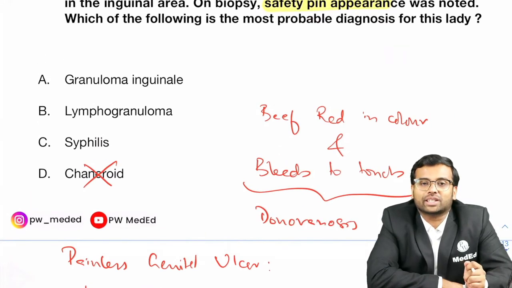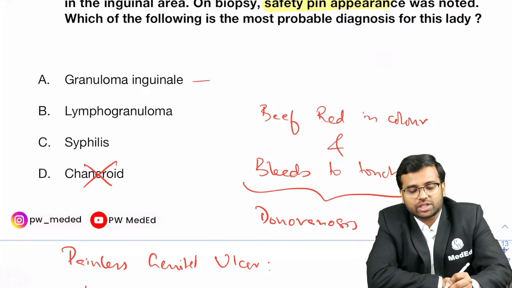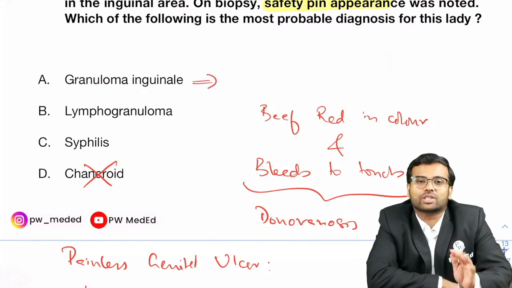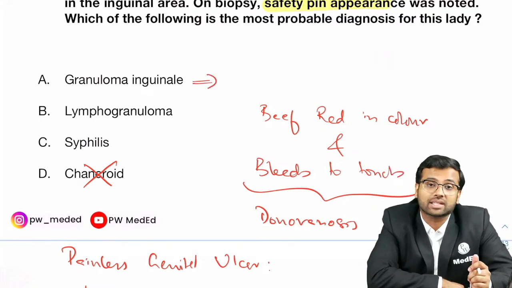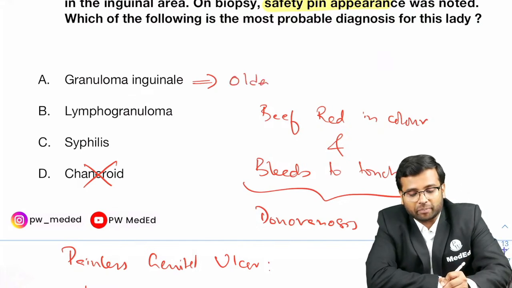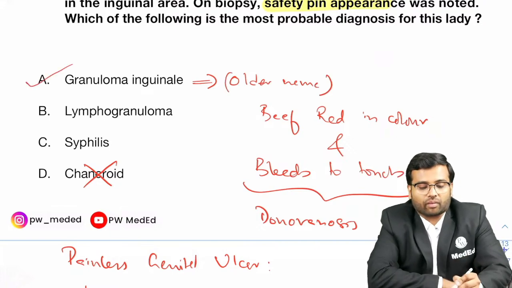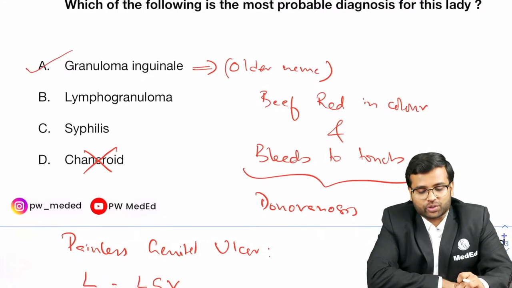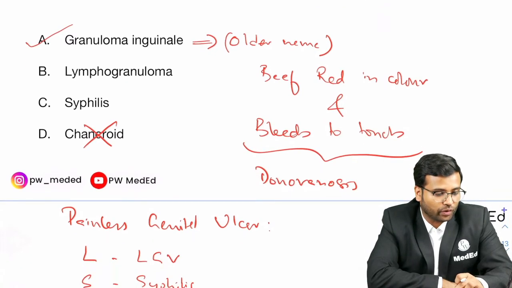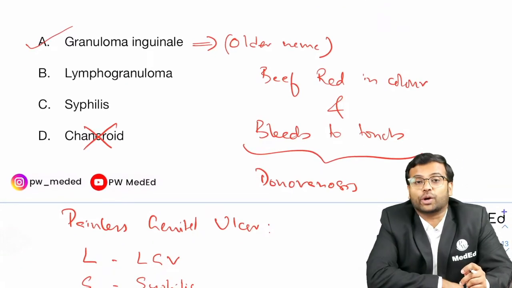But when we check this MCQ, we cannot see donovanosis in the options, right? Instead, you can see granuloma inguinale, which is the other name of donovanosis. Previously we used to call it granuloma inguinale as well. This is the older name of donovanosis. So here the right answer is donovanosis. Yes, chancroid is going to be painful.